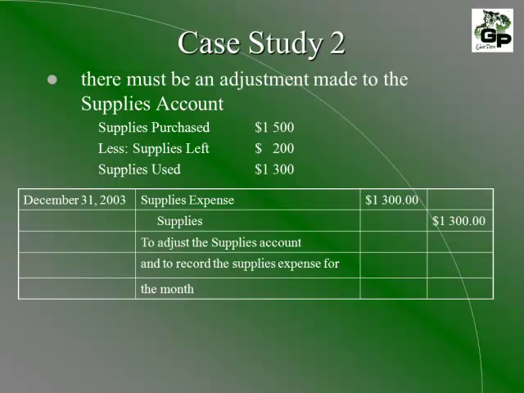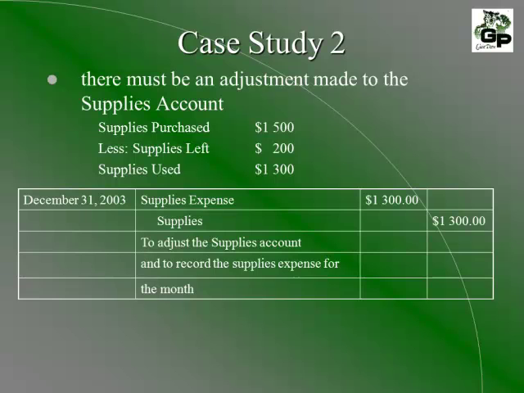In the supplies account, the supplies have been consumed during the accounting period. We started the accounting period with supplies valued at $1,500. During the accounting period, we've used up the supplies and there's only $200 worth of supplies remaining. This means that we've used up $1,300 worth of supplies.